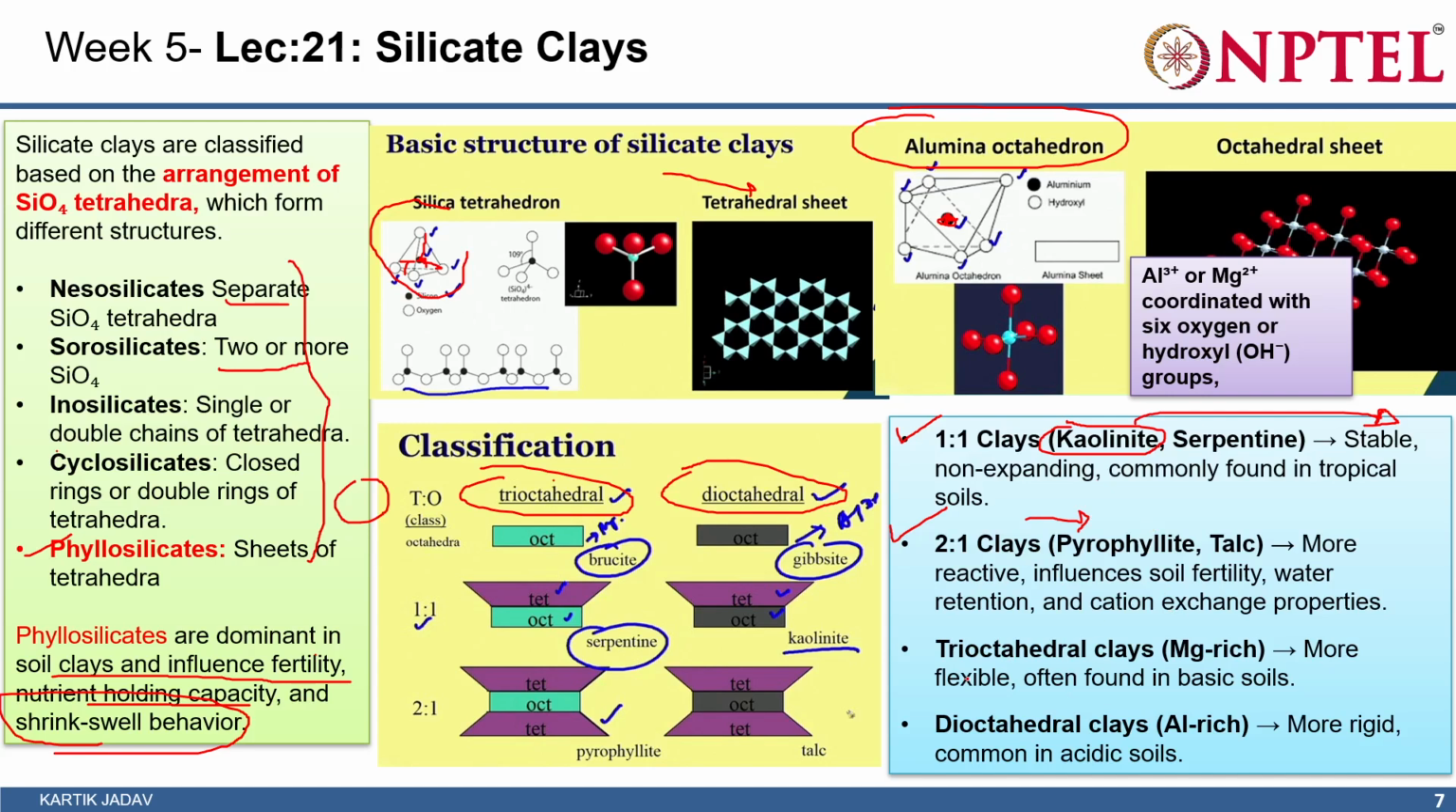And if we talk about trioctahedral and dioctahedral clays, generally trioctahedral clays are magnesium rich, more flexible, and generally found in basic soils, while dioctahedral clays are aluminum rich, more rigid, and common in acidic soil.